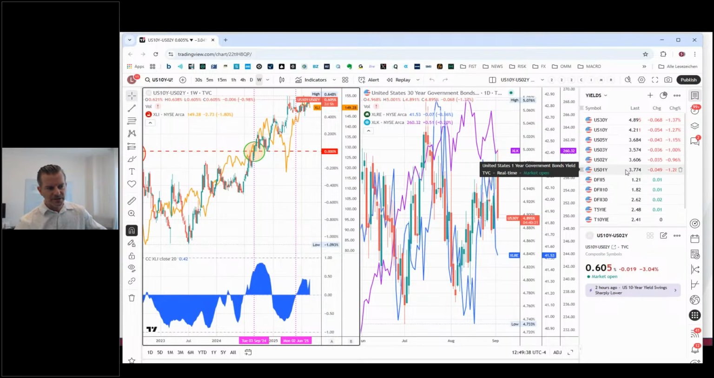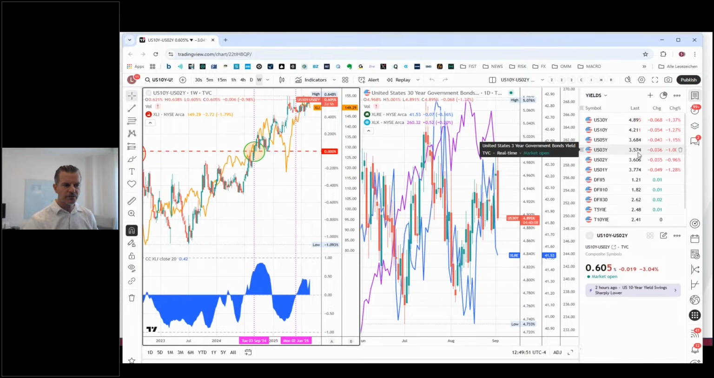And what's interesting is that we're seeing that in the US right now, the short end is higher, 3.7, 3.6, 3.5. The 1 to 3 year is inverted, and then from 3 to 5 year, it's a normal yield curve. From 5 to 10 is normalizing. From 10 to 30 is normalizing.